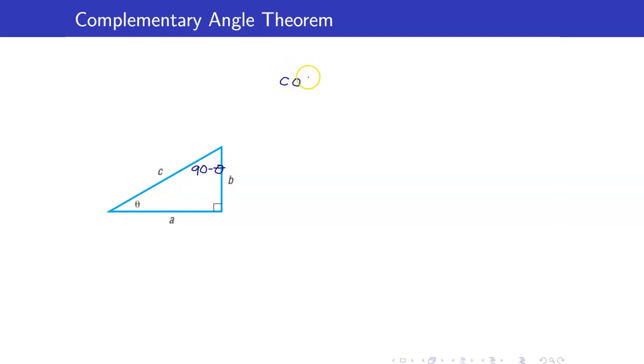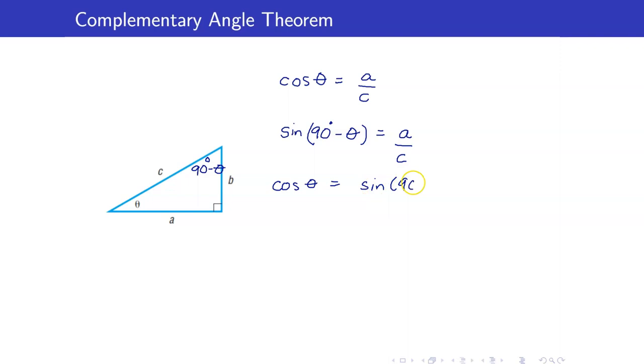Now, if I compute for cosine of theta, it's adjacent over hypotenuse. So that's A over C. Let us compute for sine of 90 degrees minus theta. Sine is opposite over hypotenuse. The opposite of 90 minus theta is A. Then its hypotenuse is also C. As we have seen here, cosine of theta is equal to sine of 90 minus theta. This is our first identity.